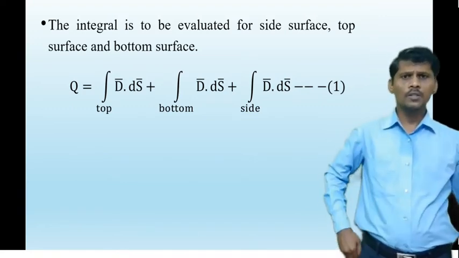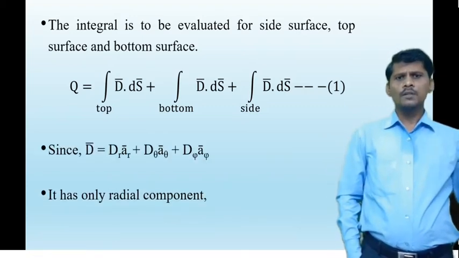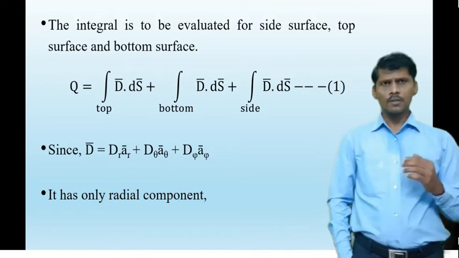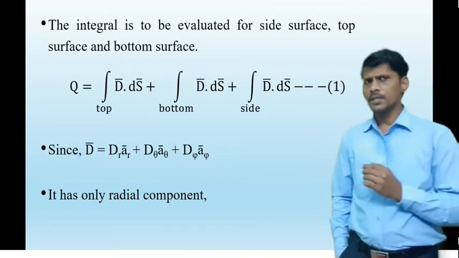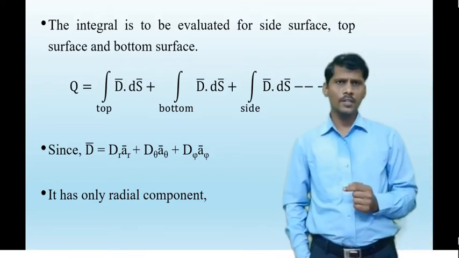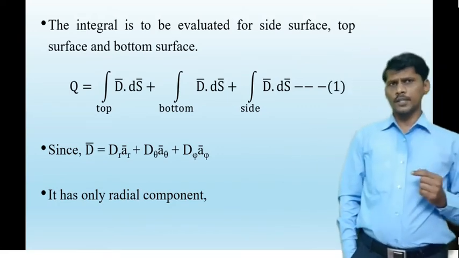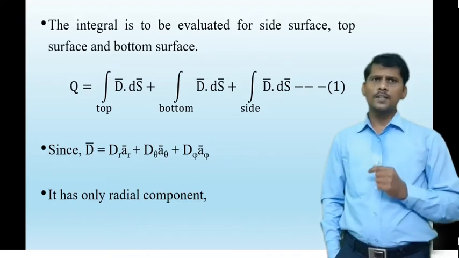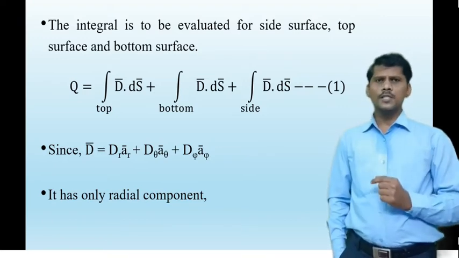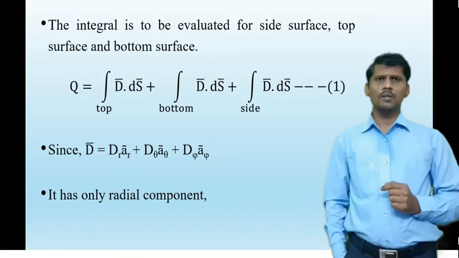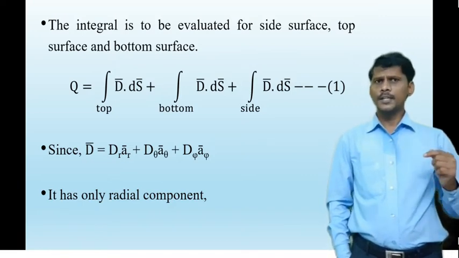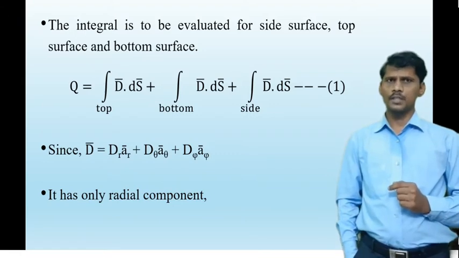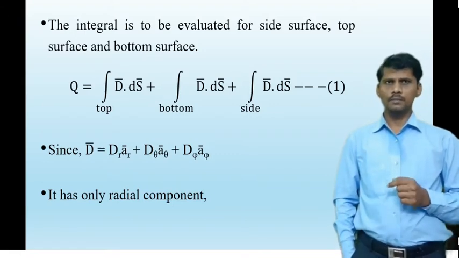The remaining part is Q equal to the side surface integral of D bar dot dS bar. Here the electric flux density varies only in the radially outward direction. In the cylindrical coordinate system, the vector form of the electric flux density is D bar equal to Dr ar bar plus Dθ aθ bar plus Dz az bar.